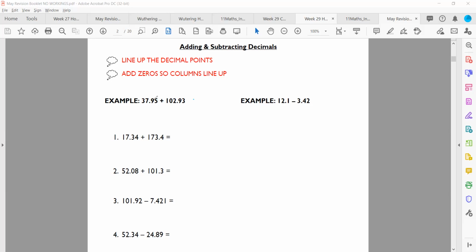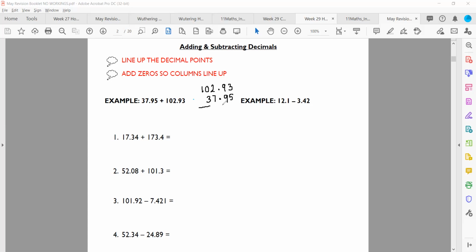So we have 37.95 add 102.93. Now it doesn't matter with addition which order you have these in, but it may be easier to put the larger number at the top. So if we do 102.93 here, we're then going to put 37.95. Now it's really important that you line the decimal points up. Think of them as sort of like soldiers' buttons. They all have to be in a straight line. Otherwise, your place value will be wrong.